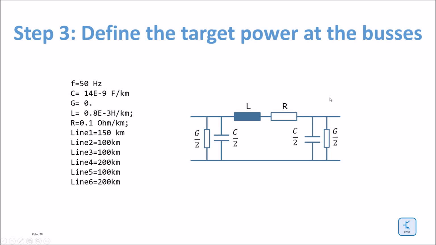This is the model I apply for the lines. So I have different line lengths. And here I have the capacitor, the inductivity, and the resistance per kilometer. I'm working with a 50 Hertz system.